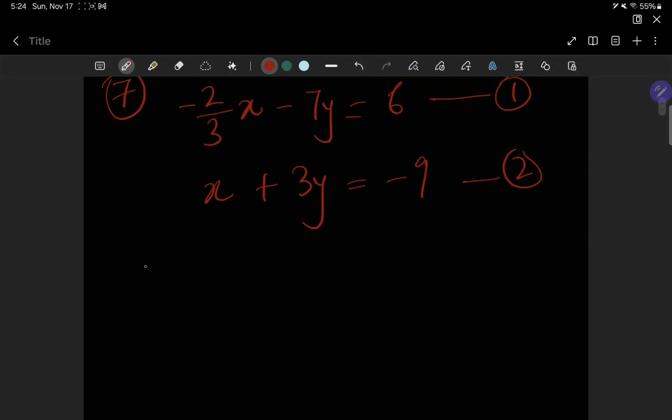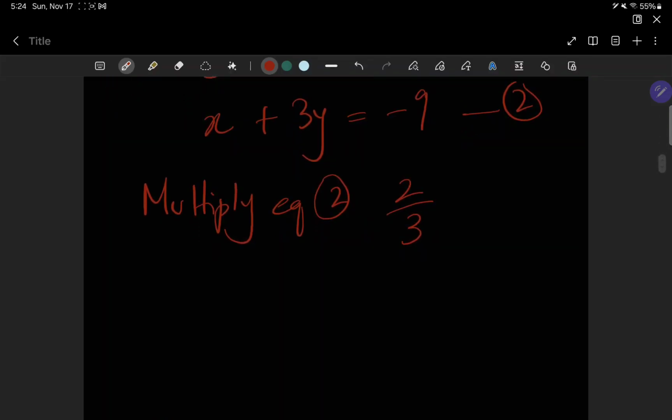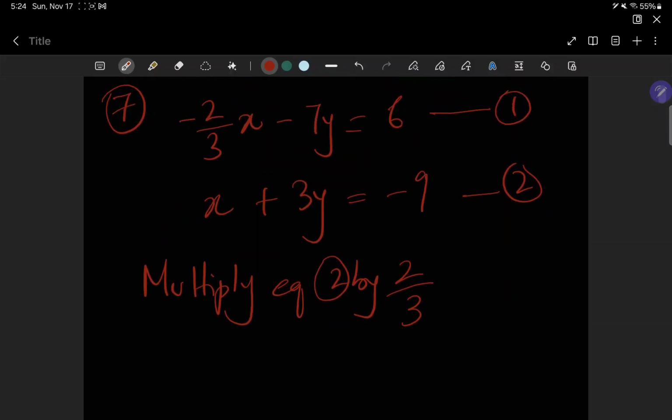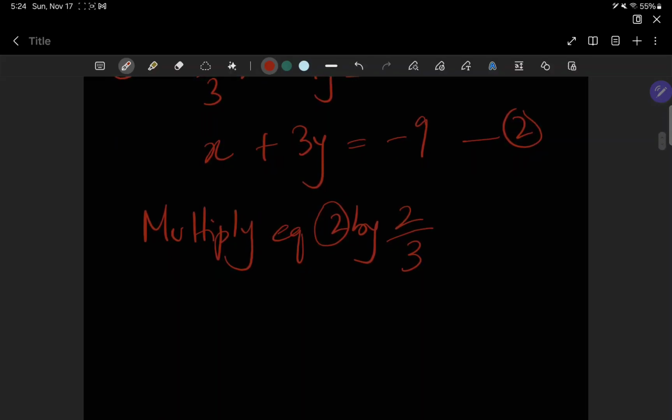We are going to multiply equation 2 by 2 by 3. And again, why are we doing that? Because we're trying to match the coefficient of equation 1 and 2. The x's basically, we want the x.